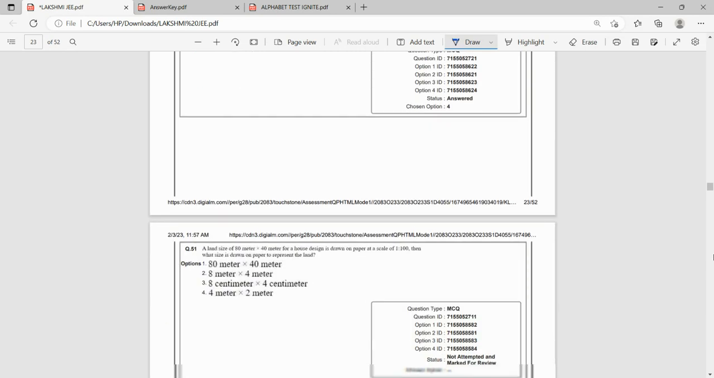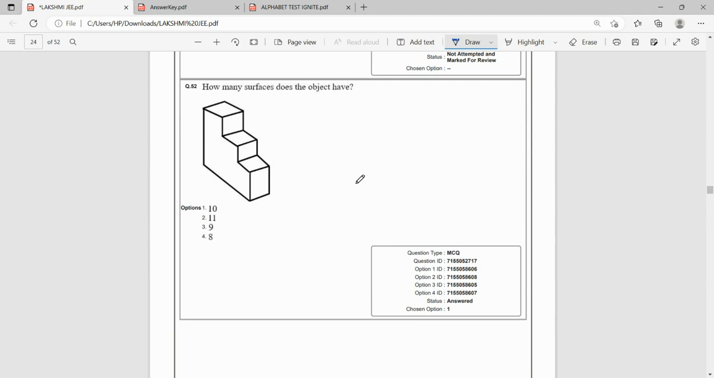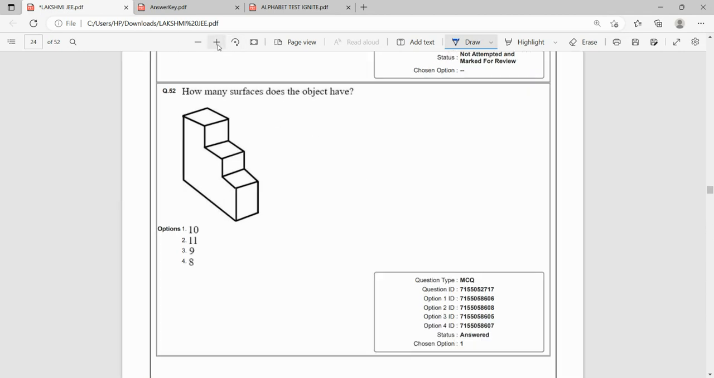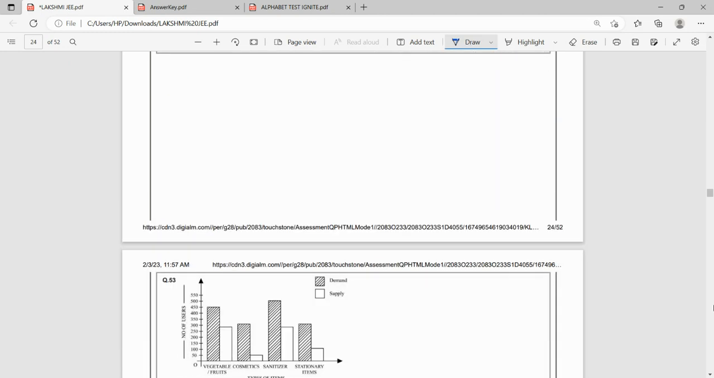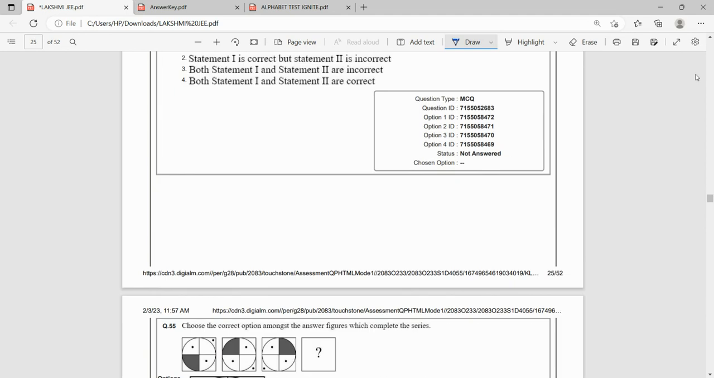Okay. Then here we have to count the number of surfaces. Okay. So 1, the opposite 2. Then 3, then downside 4. Okay. 1, 2, 3, 4, 5, 6, 7, 8, 9, 10. So 10. Number of surfaces 10. Then let's see.